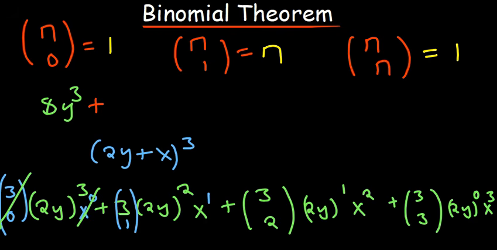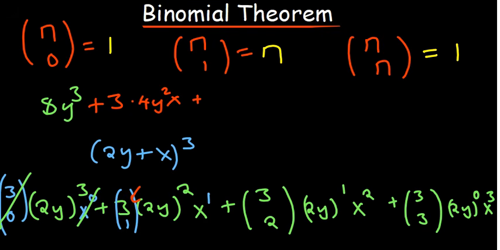plus the second part where we've got 3 choose 1, it's always going to be the value of n, in this case 3 itself. 2 to the power 2 is 4, so you have 4y squared x. You continue like that. 3 choose 2.